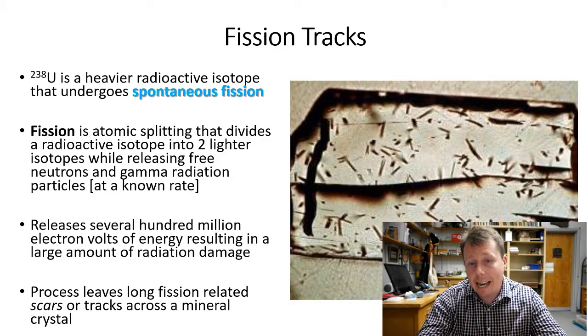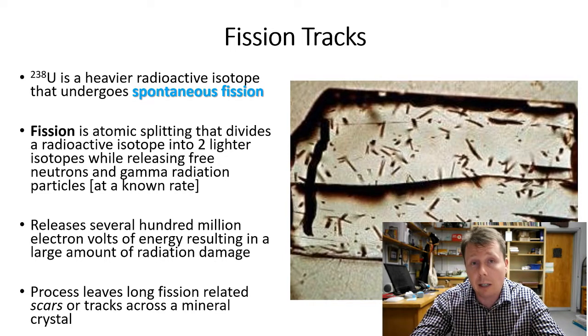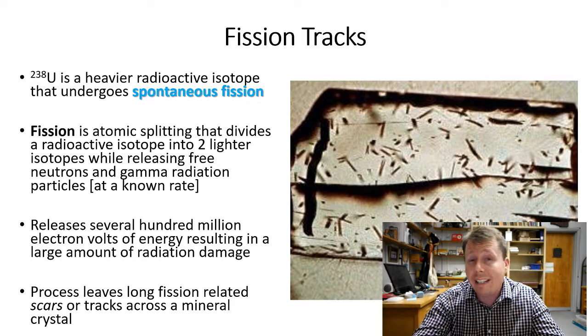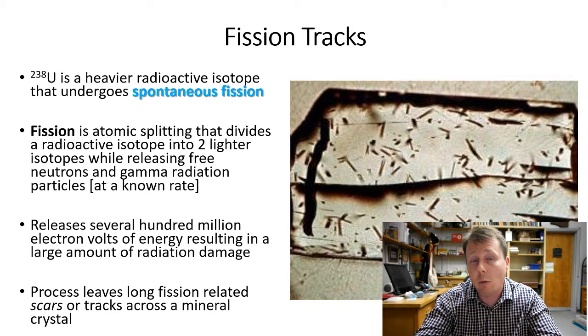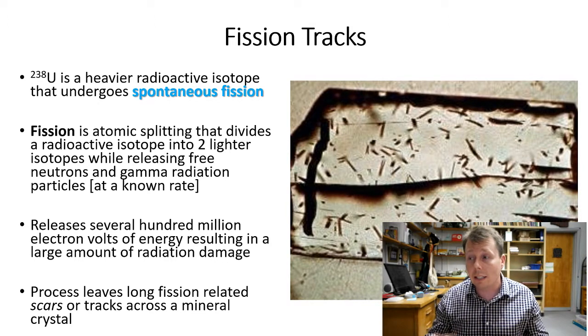Okay, now we move on to fission track dating. Again, it's fission, F-I-S-S-I-O-N, not fusion. Fusion is something else. You can talk with your physics professor about that, and they'll go into a whole lecture on that. But what is fission? Fission is another type of radioactive decay, and in this type of radioactive decay, you're basically splitting the atom. We're going to be looking at uranium-238 here. So you're splitting uranium-238 into two lighter isotopes of relatively the same size.